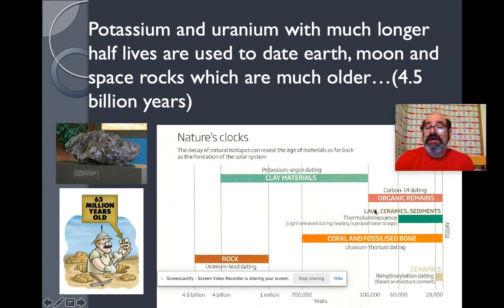So for many of the things, how old is it? I don't know. Let's do carbon dating. Let's find out how old it is.